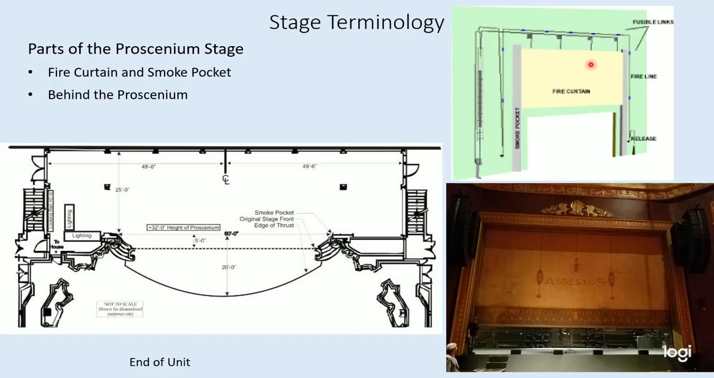When they snap, this fire curtain will lower slowly. It doesn't just slam down to the ground, but it will lower and it will separate the stage from the auditorium and hopefully contain the fire. In the Fallon, they lower that every night as a way to provide security and safety in the event that there were a fire. So that's a fire curtain that lives in a smoke pocket. It lives just upstage of the plaster line, just behind the proscenium, and that's what we got.